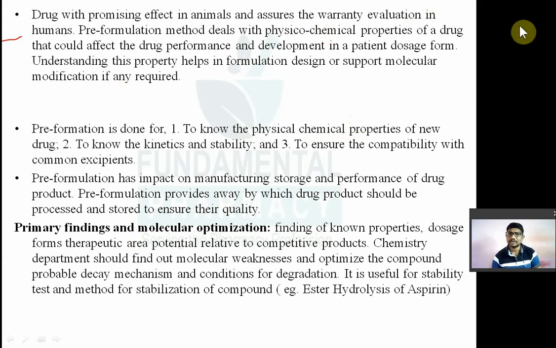So pre-formulation deals with the physico-chemical properties of the drug. What is pre-formulation? It deals with the physico-chemical properties of the drug that could affect the performance and development of the dosage form in the patient. So whatever dosage form you are designing, pre-formulation studies deal with the different physico-chemical properties of the drug which can affect the formulation. Now you have to understand these properties.